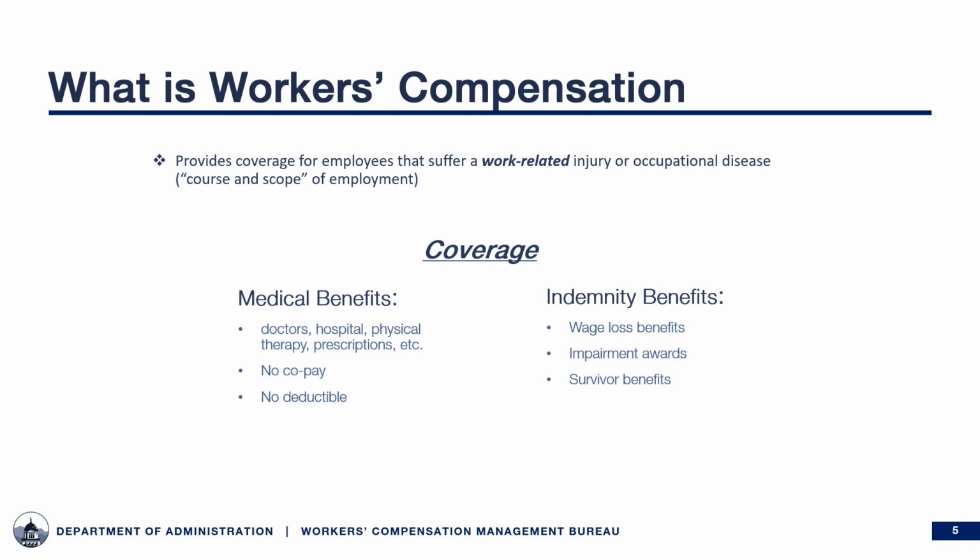What is workers' compensation? Workers' compensation provides coverage for employees that suffer a work-related injury or occupational disease within the course and scope of employment. An injury is defined as internal or external physical harm to the body that is established by objective medical findings. An occupational disease is identified as occurring over a prolonged period of time, sometimes even over years, such as repetitive motion, tendinitis, and carpal tunnel.